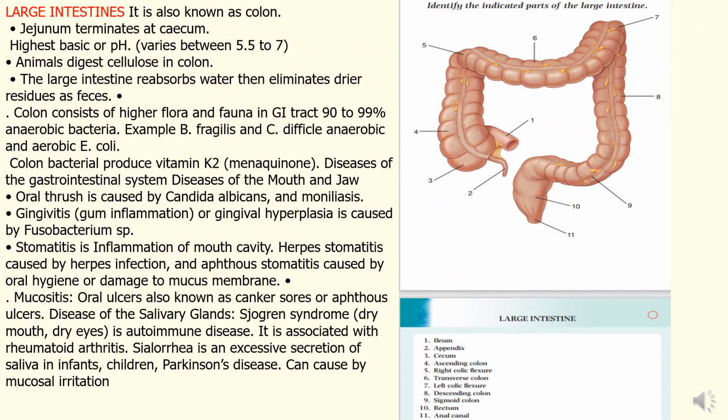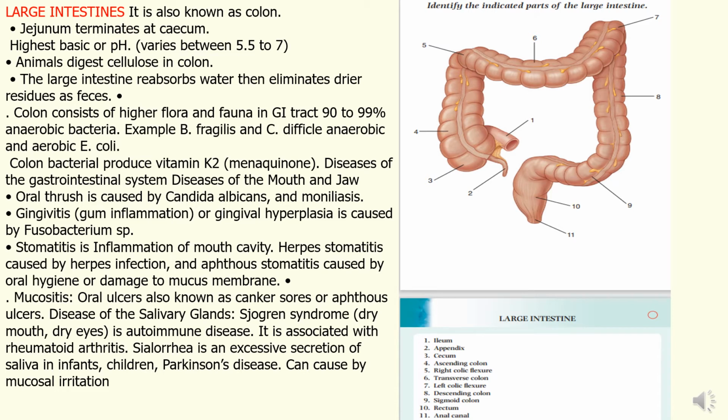Large intestine, also known as the colon. The ileum terminates at the cecum. Highest basic pH; pH varies between 5.5 to 7. Animals digest cellulose in the colon. The large intestine reabsorbs water, then eliminates drier residues as feces.